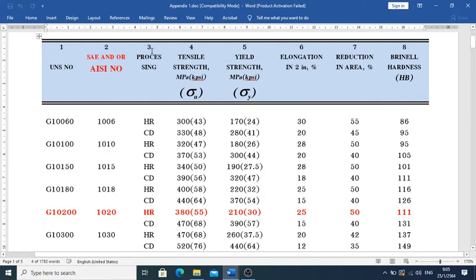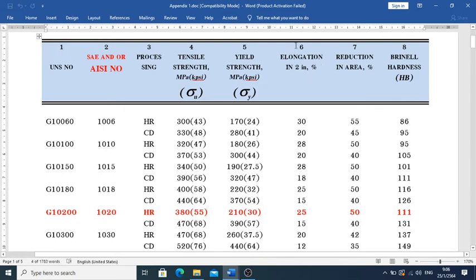Number three, processing: HR stands for hot rolled, and CD for cold drawn, which I mentioned before. Then tensile strength in megapascals, with ksi being the English system and megapascals the SI system; we emphasize megapascals only. Number five, yield strength, in megapascals respectively, so sigma U and sigma Y. In number six, elongation in 2 inches, in percentage.